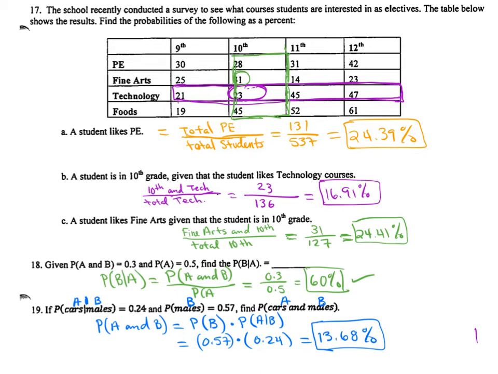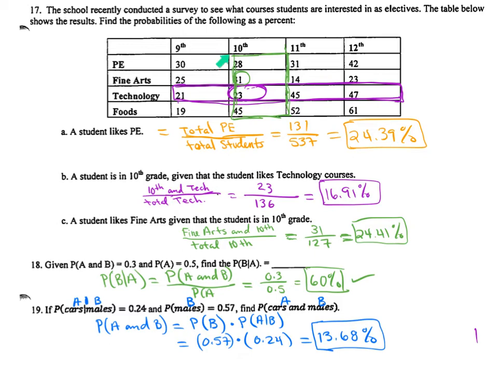Okay, now we have problem C. A student likes fine arts. So what's the probability that a student likes fine arts given that the student is in the 10th grade? Since we know that the student's in the 10th grade, that's going to be on the bottom. We need the total number of 10th graders on the bottom. So that is this column here that is enclosed in green. We'll add the 28, 31, the 23, and the 45 to get that total. That's 127. That's the total number of 10th graders.